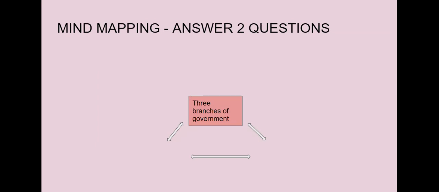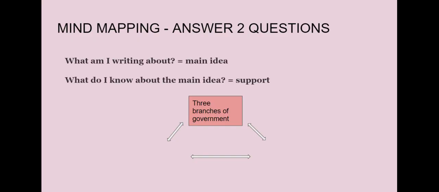So, let's do some mind mapping. And when we do, we want to ask ourselves 2 important questions. Number one, what am I writing about? Which becomes the main idea. And what do I know about the main idea? Which then becomes a support for the main idea.